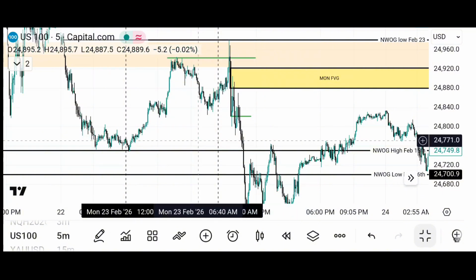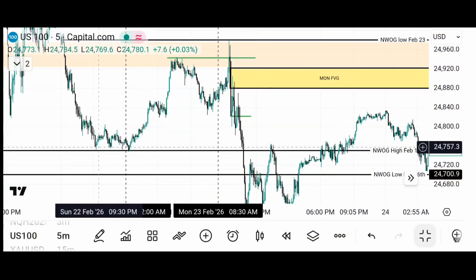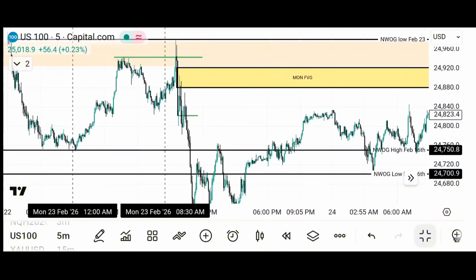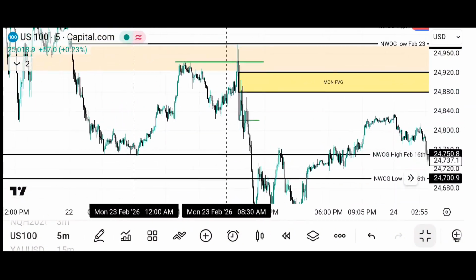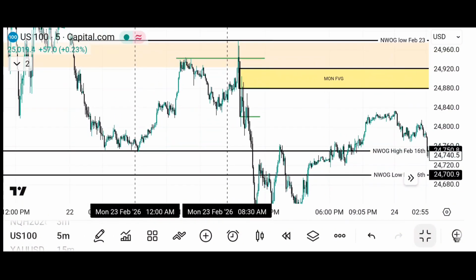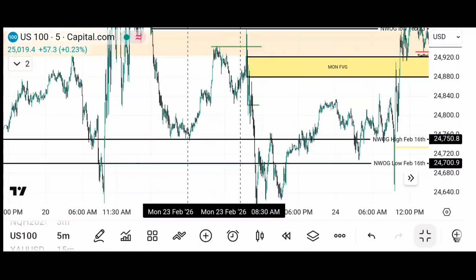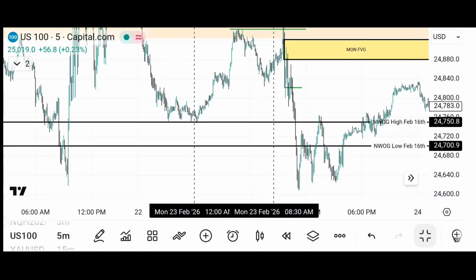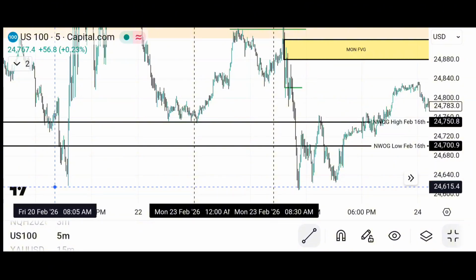Down to take out these lows. You can see these lows. These are relative equal lows, and below these lows is the new week open gap for February 16th. If I'm not wrong, this is a new week open gap for February 16th, and price traded through that to take out this low right here.